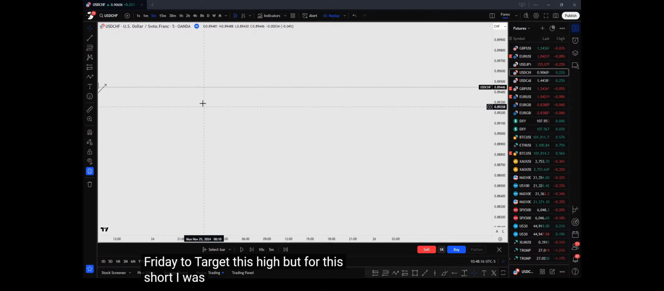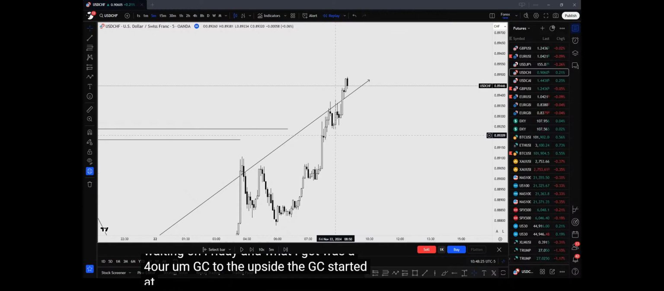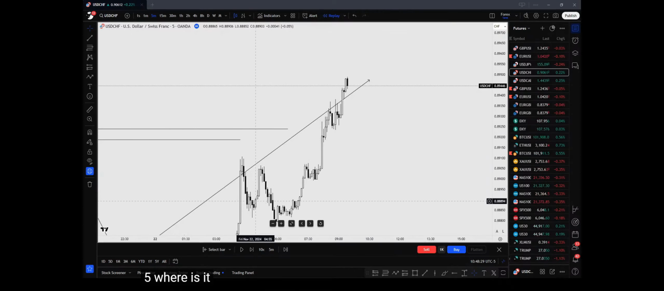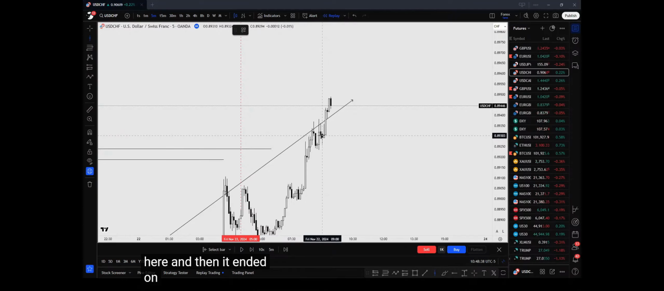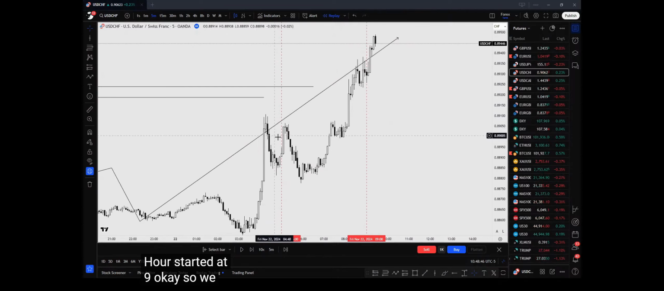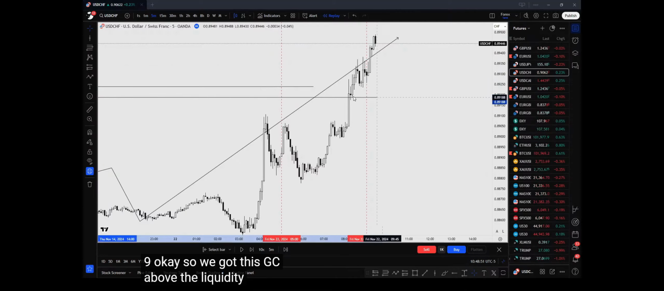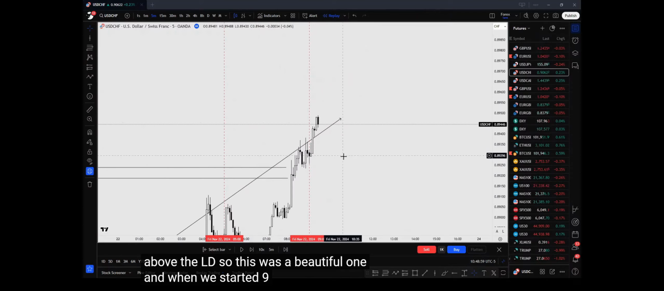But for this short, I was waiting on Friday, and what I got was a 4-hour GC to the upside. The GC started at 5. Where is it? Right here. And then it ended on 8:59. The next 4-hour started at 9. Okay, so we got this GC above the liquidity, above the high, and above the LD. So this was a beautiful one. And when we started 9, we suddenly went up again.